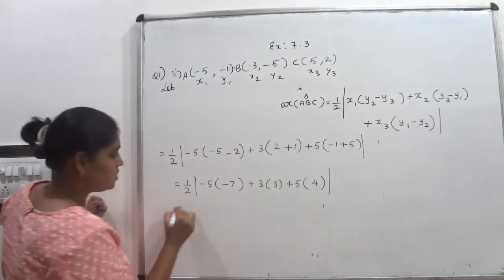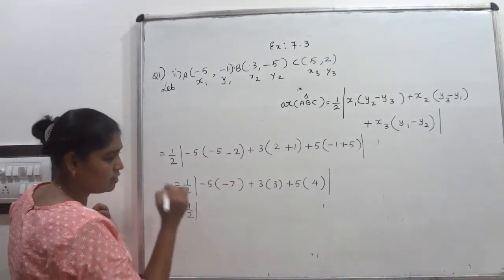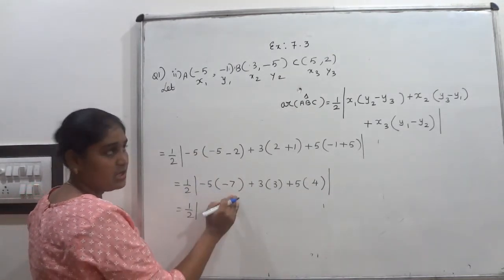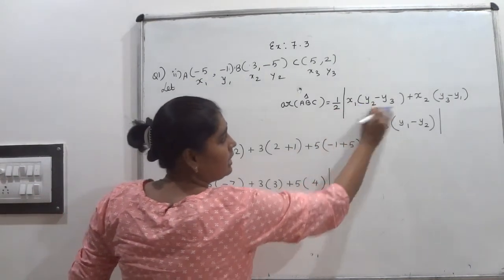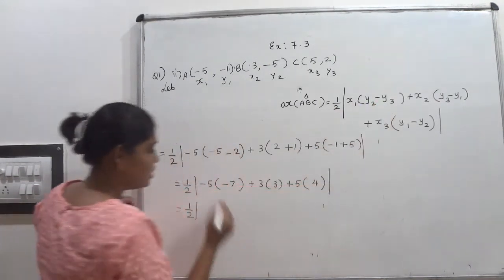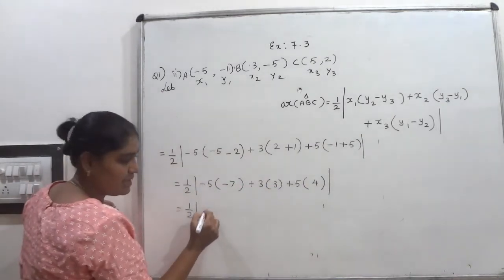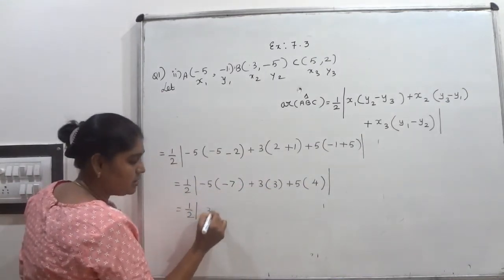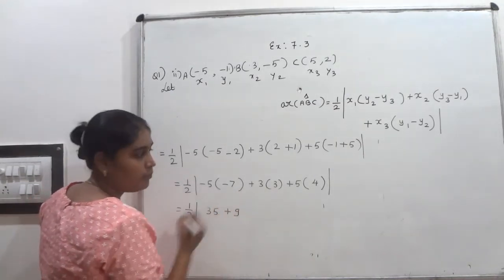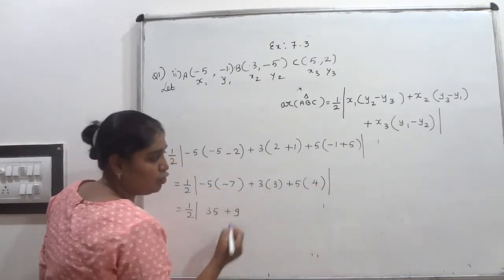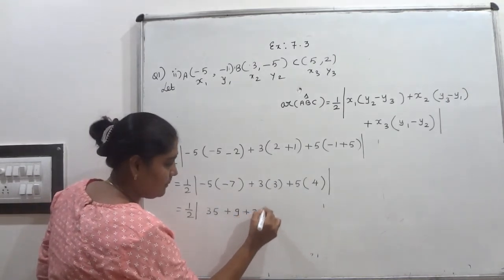Close the modulus. Half modulus. See, these are in multiplication. See, if you have any confusion, look at the formula so that you can understand these are in multiplication. So minus into minus it is plus, 5 into 7 that is 35. 3 into 3 is 9, plus 9, plus 5 into 4 that is plus 20.